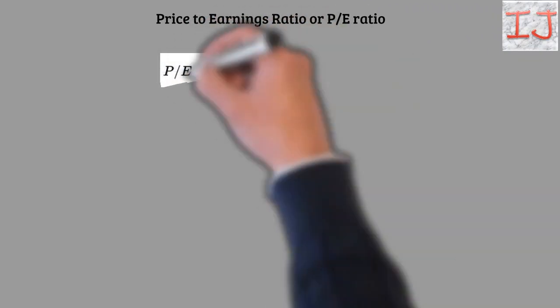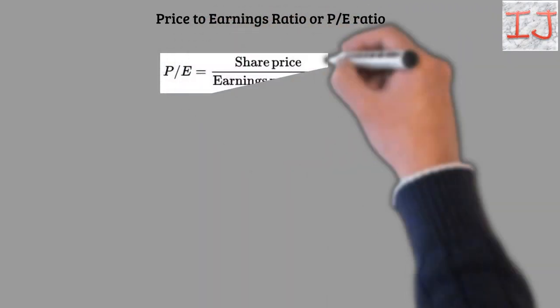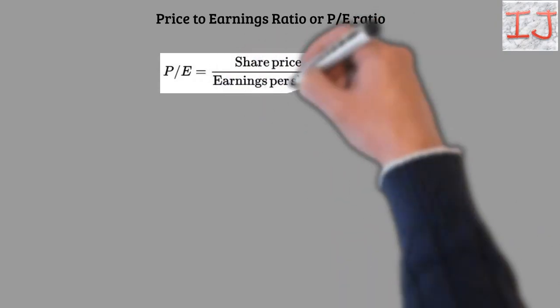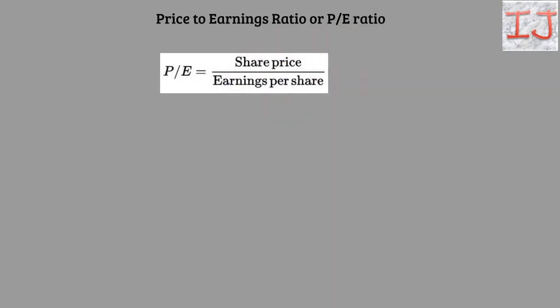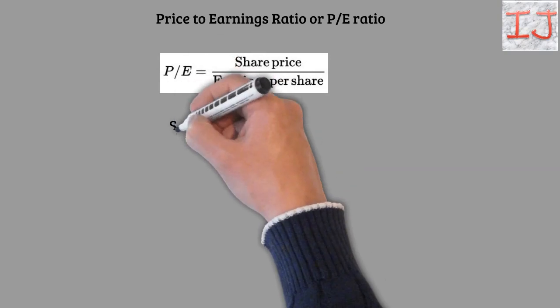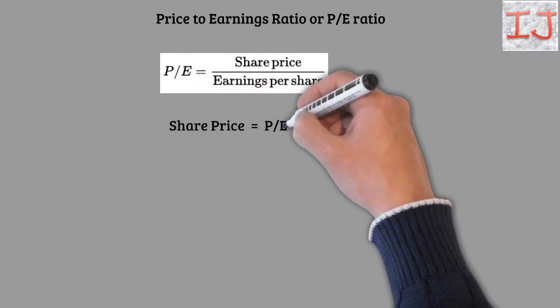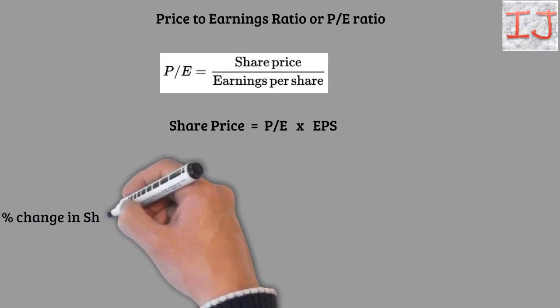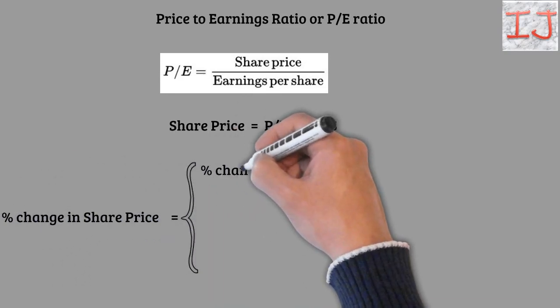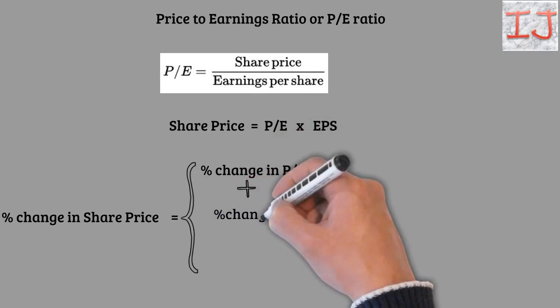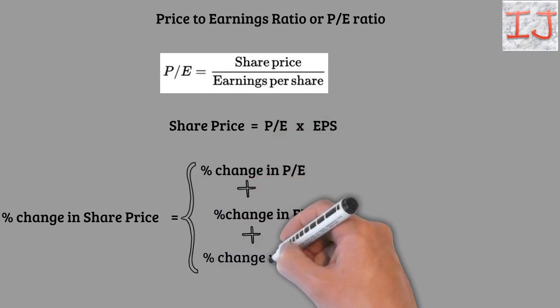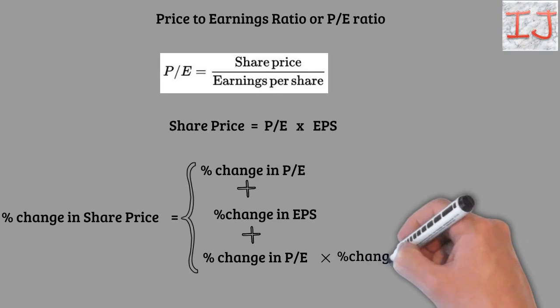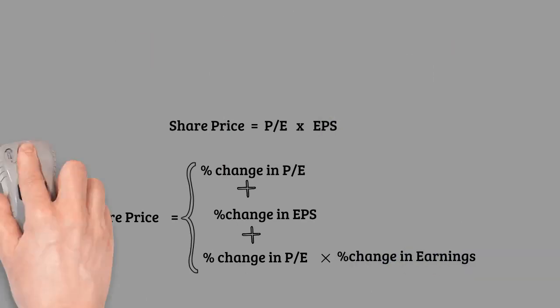Now coming back to topic of the day, we all know mathematically price to earnings ratio is nothing but price of share divided by earning per share. With that, we can say that price of share equal to PE multiplied by earnings. From our earlier discussion, we can say that percentage change in price is sum of percentage change in PE, percentage change in earnings, and product of percentage change in PE and percentage change in earnings.